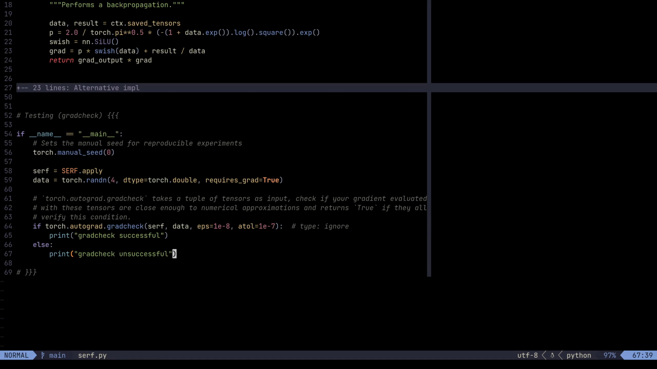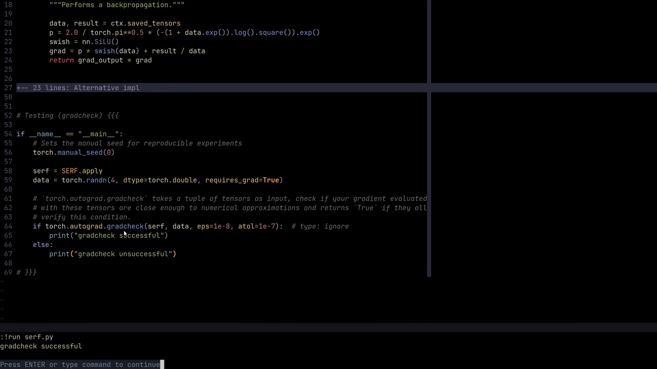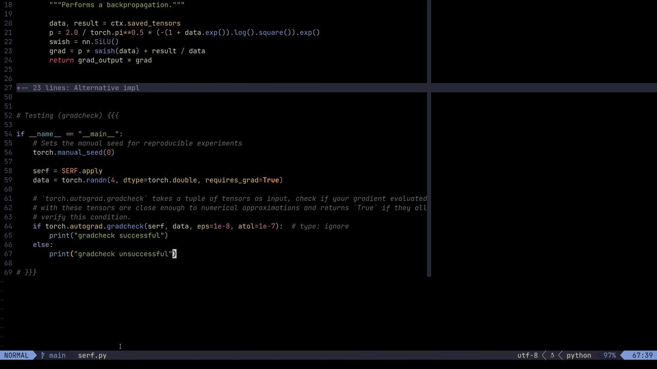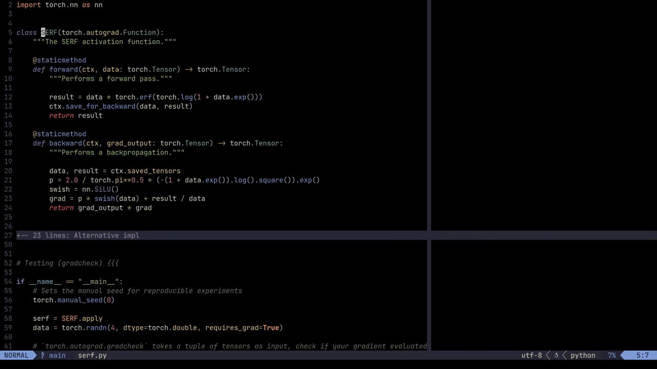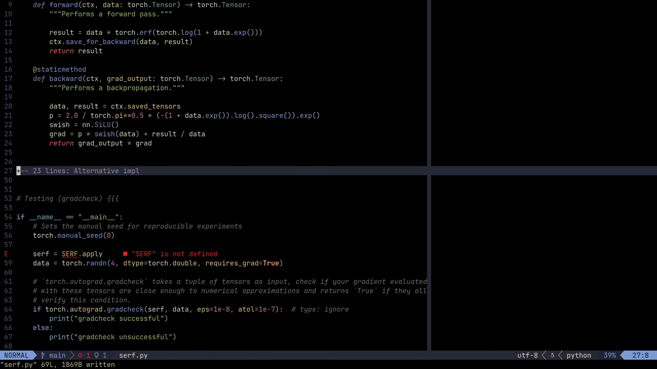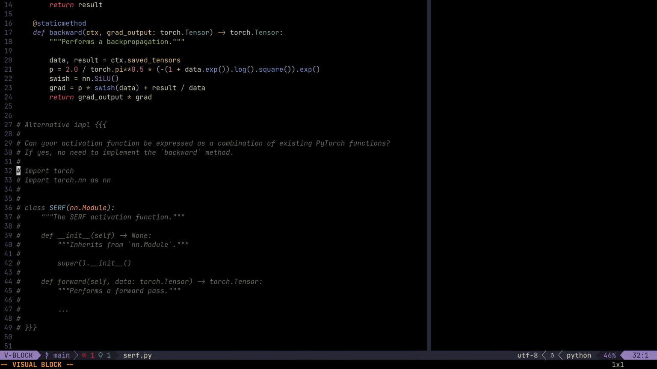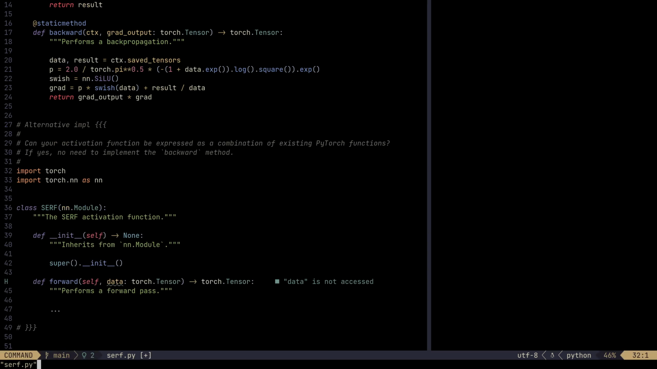Otherwise, if they're not close enough, we're going to say that it was unsuccessful. But let's see what we get here. There it is, gradcheck successful. So super cool. Okay, so it means our implementation is good. Of course, once again, we would have to have more test cases to truly verify that it is a correct implementation. But now I also want to show you the alternative implementation using PyTorch's built-in autograd engine. So this alternative implementation relies on PyTorch to compute gradients for us.